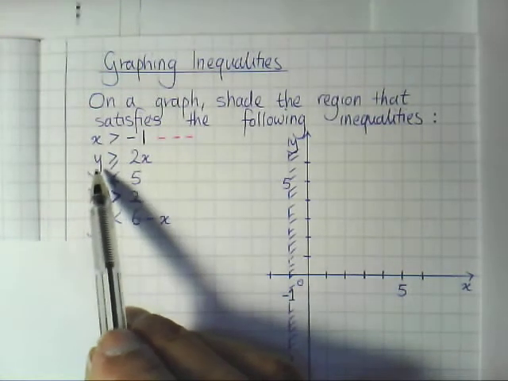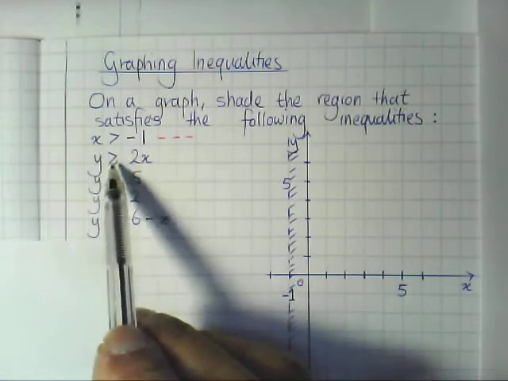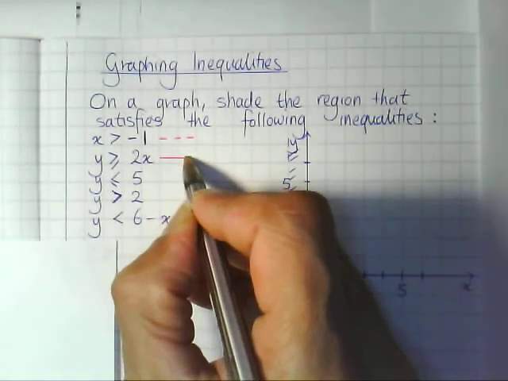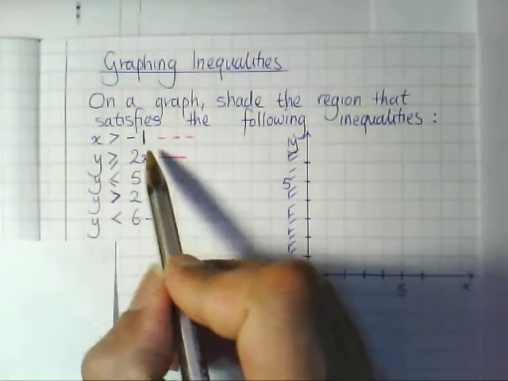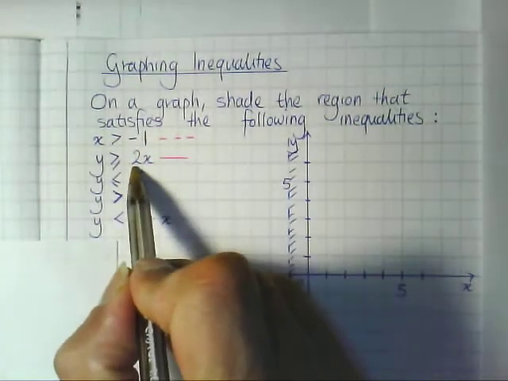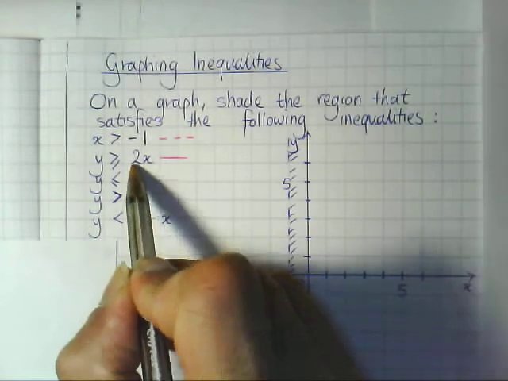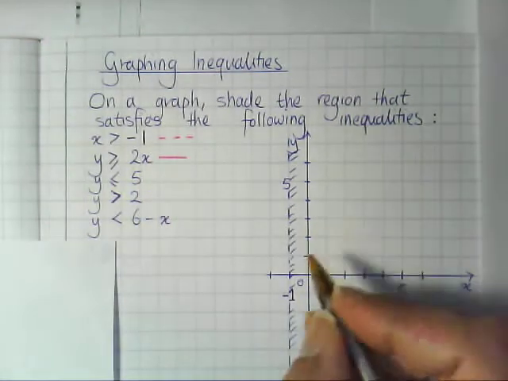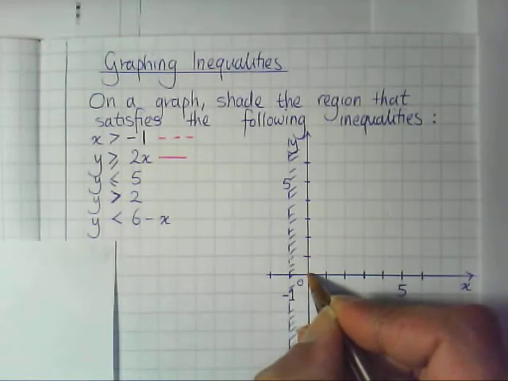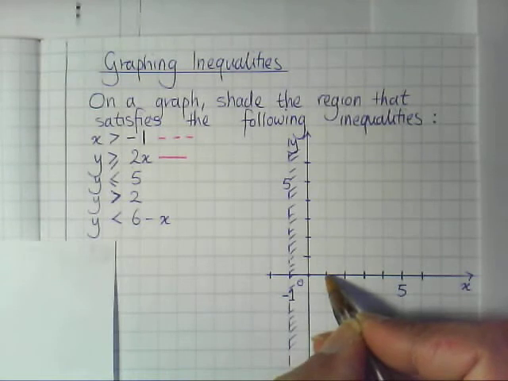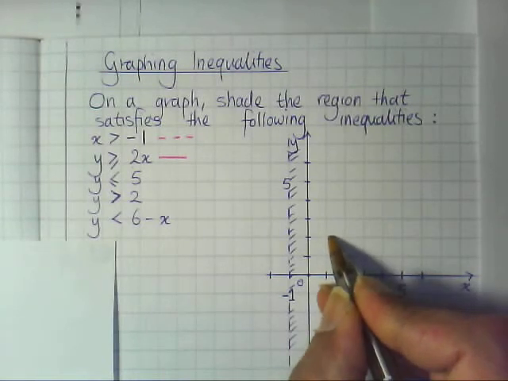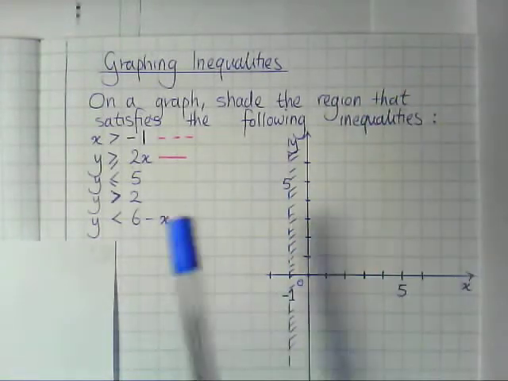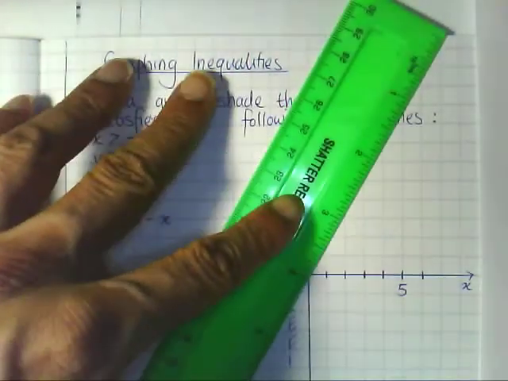Now with the second inequality we have y is greater than or equal to 2x, so we know we're going to have a solid line, and this is the equation of a straight line where the gradient is 2 and the y-intercept is 0. So we know it's going to start at the origin, and for every 1 we go across we need to go up by 2. That's our rise and that's our run. So that's a solid line, so we can draw it like this.